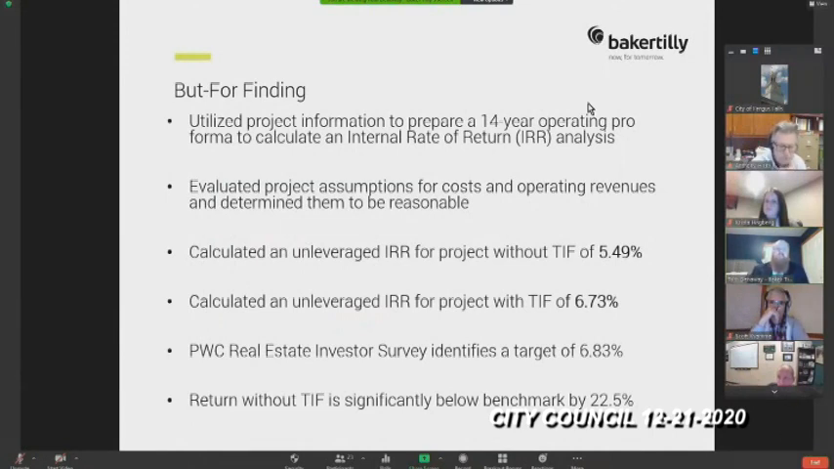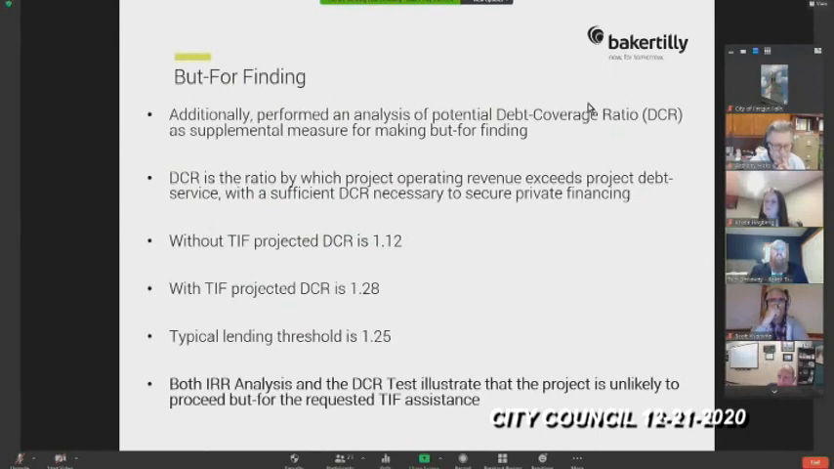And if the rate of return without the assistance is insufficient to warrant, naturally, a risky investment such as real estate investment, then we can make that determination that the project would be unlikely to occur without the requested assistance. So it provides us a measure and a way of answering that somewhat esoteric but-for question on an objective basis, on the basis of a financial analysis.